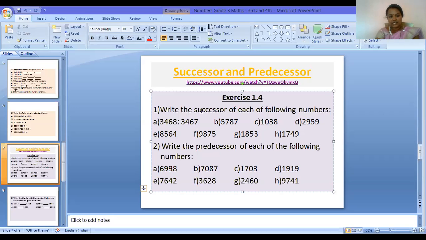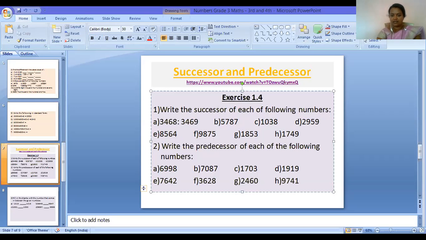Here we have the question as successor of each of the following. Predecessor means the previous. Successor means the next. So be very careful in reading the question and writing the answers. 3468, the next number after 3468, that is when you add 1, you get 3469. So it is called the successor of 3468.